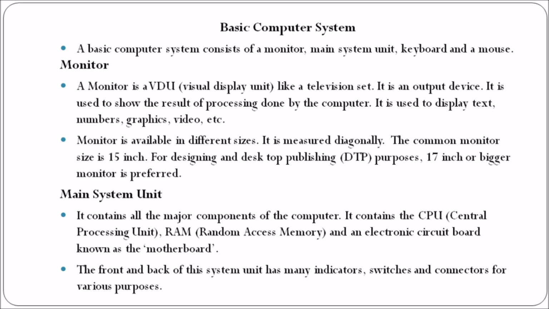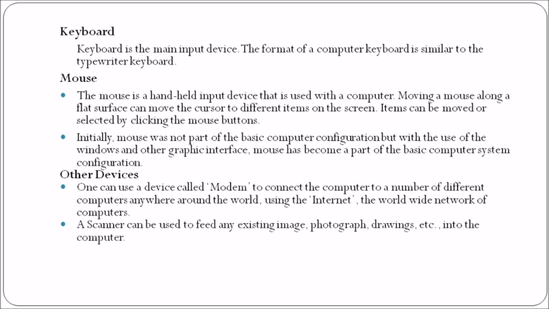Main system unit. It contains all the major components of the computer. It contains the central processing unit, random access memory, and an electronic circuit board known as the motherboard. The front and back of the system unit has many indicators, switches, and connectors for various purposes. Keyboard. Keyboard is the main input device. The format of a computer keyboard is similar to the typewriter keyboard.